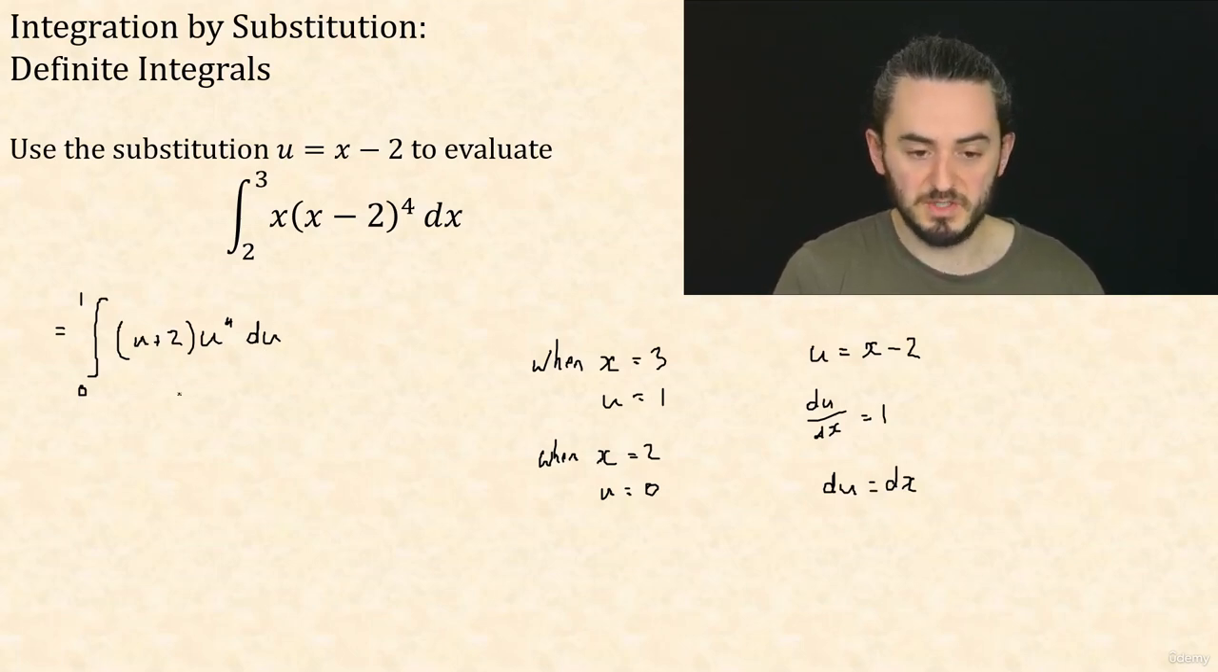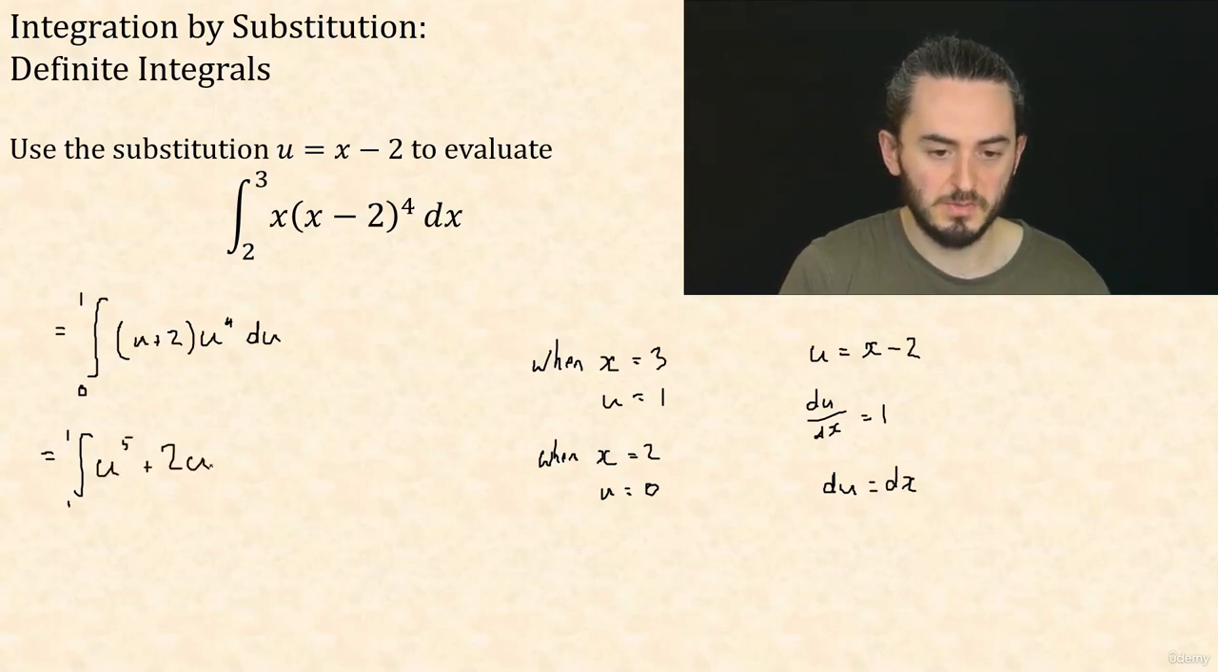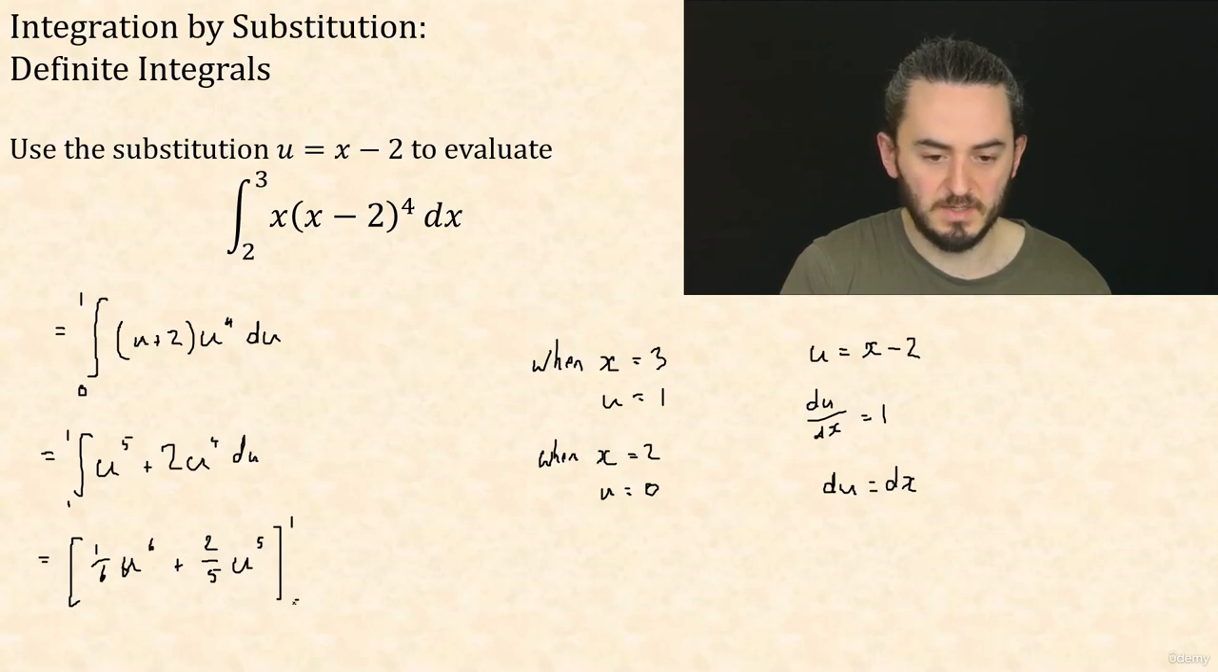Okay, with that in mind, we just evaluate this integral. And this is actually one we can do. So we're integrating between 1 and 0, and I can expand this, and it's u to the 5 plus 2u to the 4. Now I just integrate this as usual. I pop it in square brackets, so that is 1/6 u to the 6 plus, and then power goes up to 5, so I'll divide by that, 2/5 u to the 5, and my limits are 1 and 0.